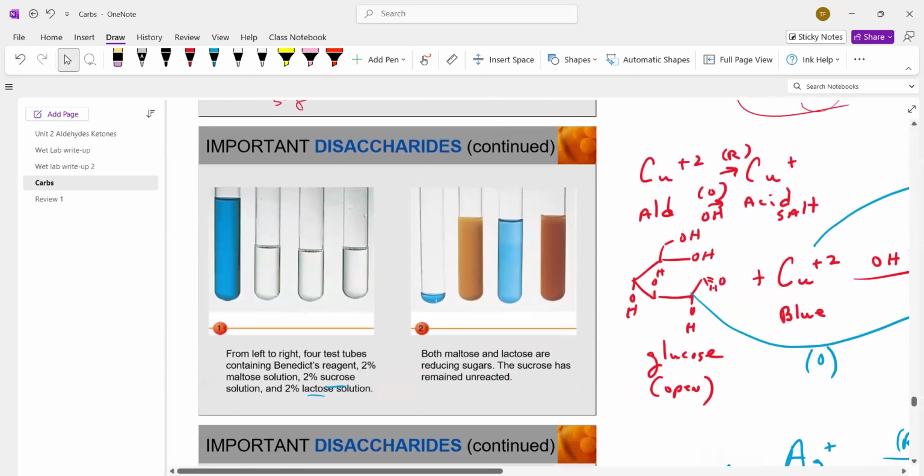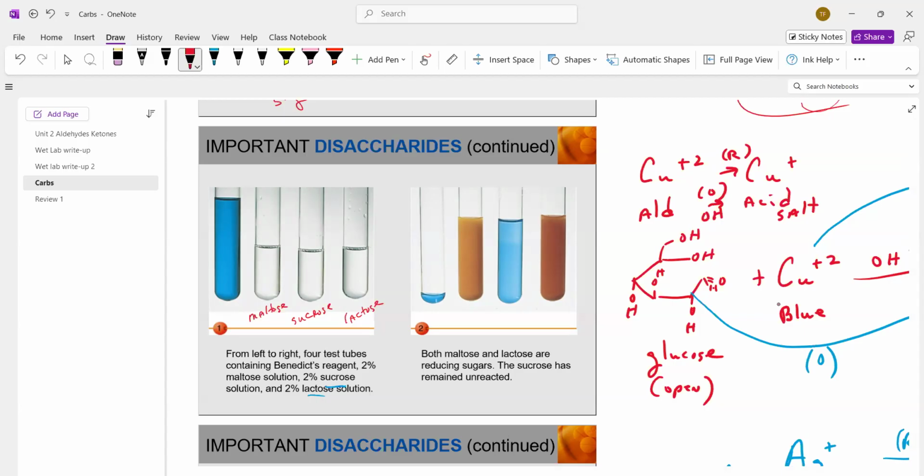Okay, when we get to the carb lab, we're going to actually be doing this. You're going to be using Benedict's solution. So what we have is the blue is the Benedict's solution. So we have maltose, sucrose, and lactose. Now, if you remember, maltose and lactose are both reducing sugars, and sucrose is not a reducing sugar.